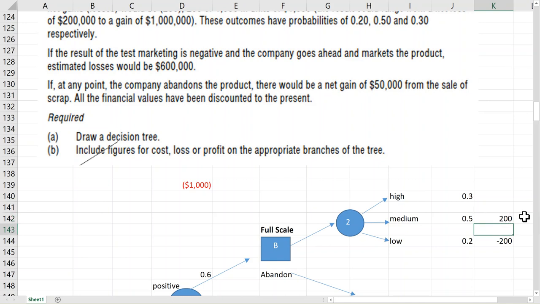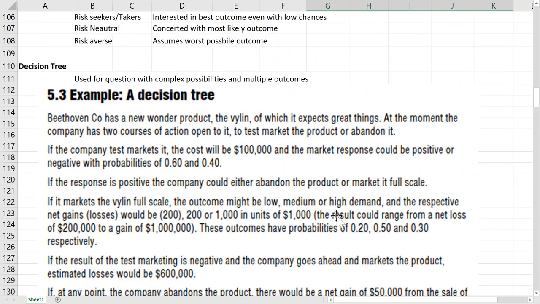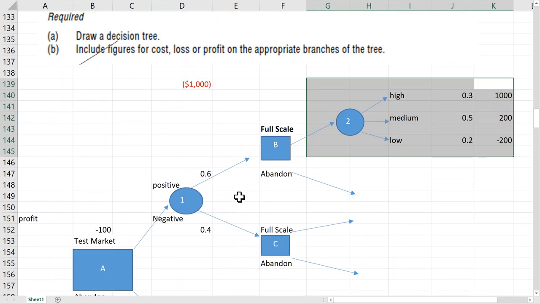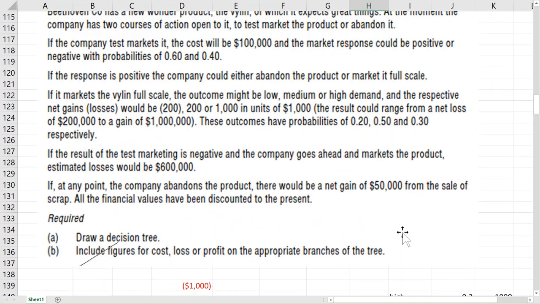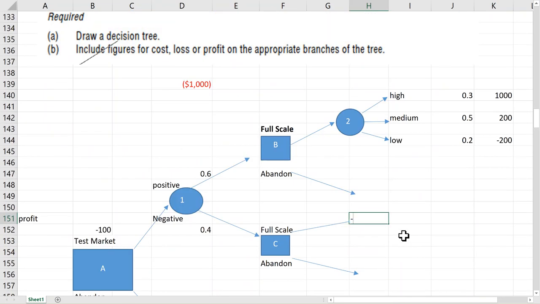Remember, they are in thousands. So this branch is complete. If the result of the test market is negative and the company goes ahead and markets the product, estimated losses would be 600. If the response is negative and we decide to go full scale, then we would have losses of 600,000.